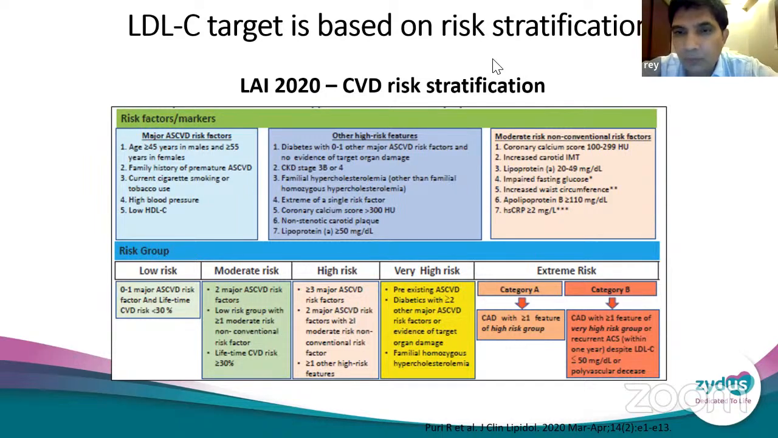And the last group is the extreme risk group, in which category A is coronary artery disease with more than one feature of the high risk group, or patients with a recurrent history of coronary events or acute coronary syndrome despite LDL control below 50 mg%.